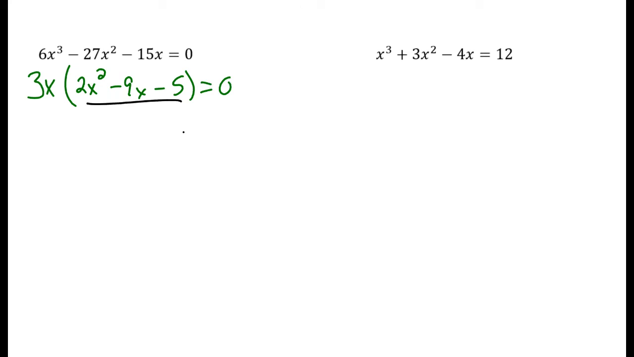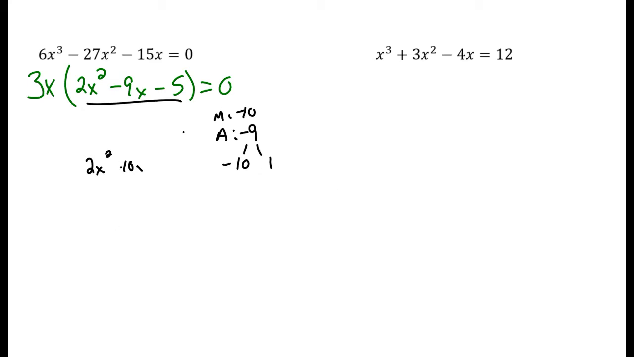Well, how do I factor trinomials? I use the AC method. What multiplies to negative 10, A times C, that adds to negative 9? That's going to be 10 minus 1. So I get 2x squared, split up that middle term, I have my signs wrong here, minus 10 plus 1.